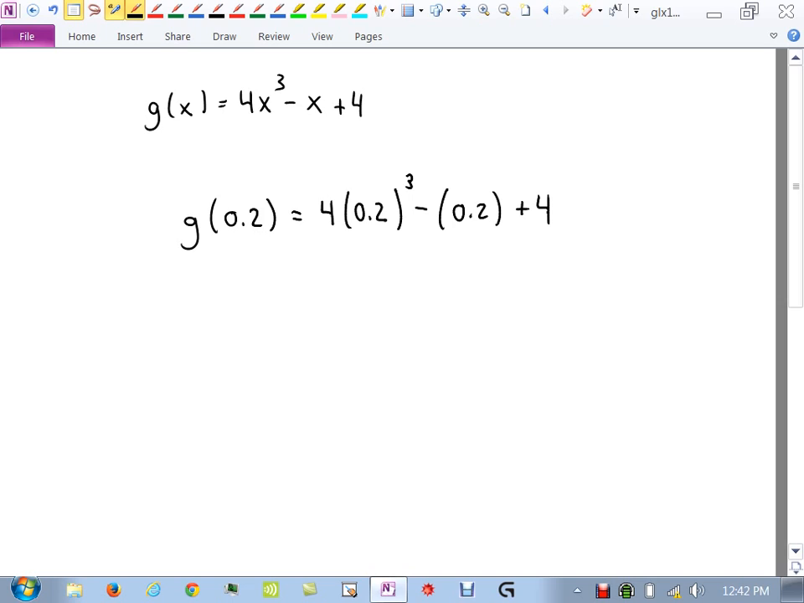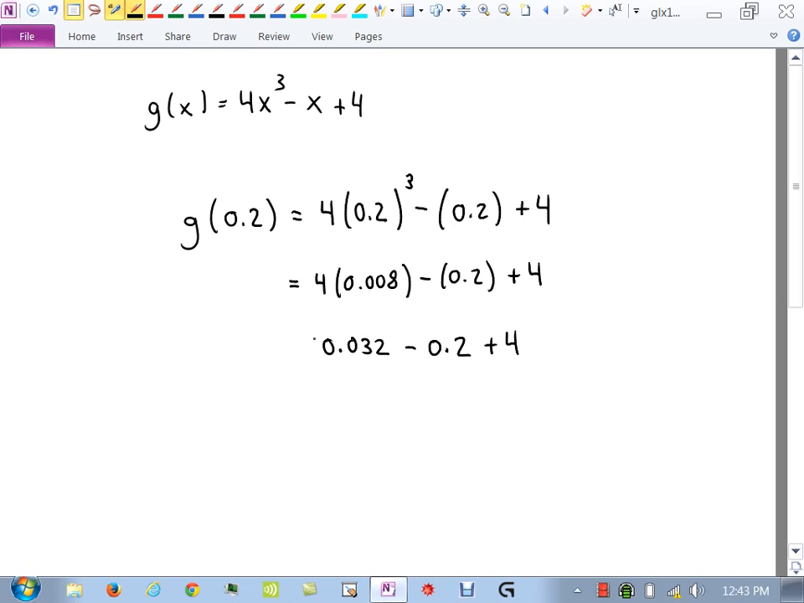So I need to figure out what 0.2 cubed is. And if you don't know what 0.2 cubed is, that's okay. You just need your calculator. You need to go 0.2 times 0.2 times 0.2. What do you get? 0.008. So 0.008 minus 0.2 plus 4. Now on your calculator, what is 4 times 0.008? 0.032.